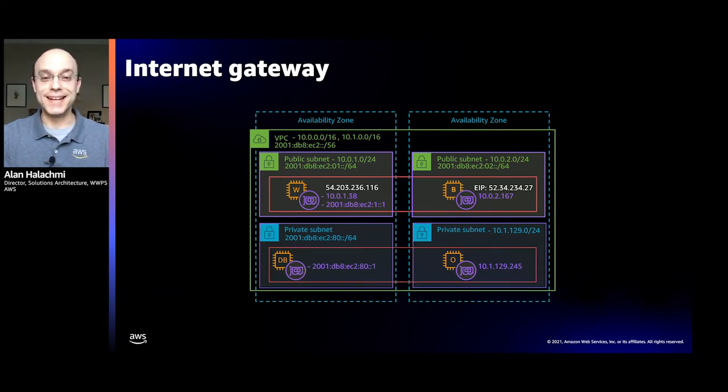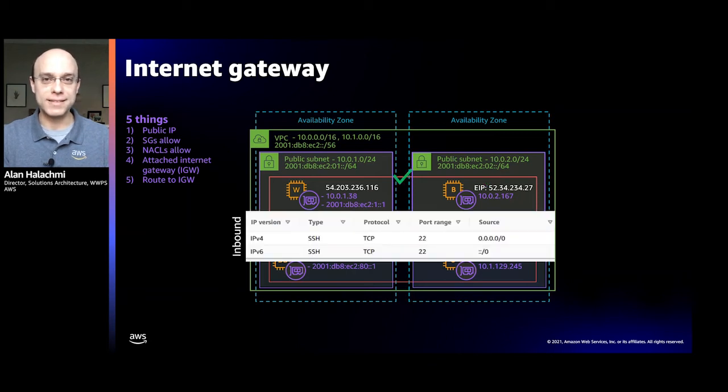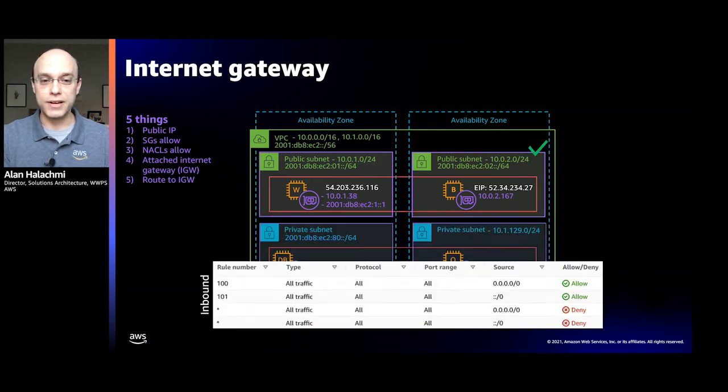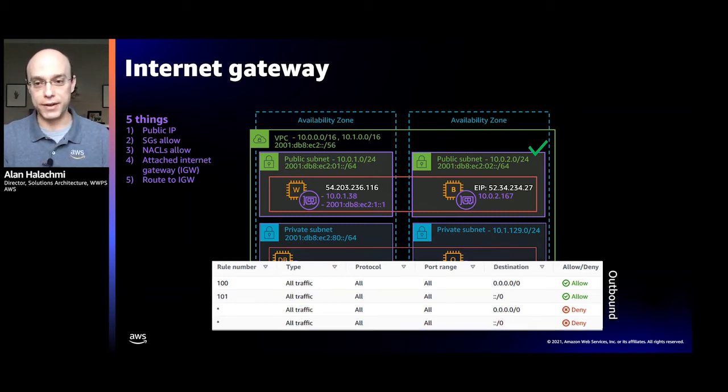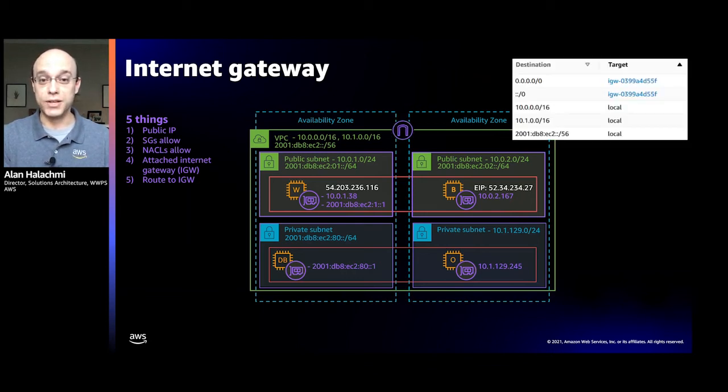For traffic from the internet to access resources in a VPC, 5 things must be true. First, the target resource must have a public IP address. We have that. Second, the security group must allow the traffic to the instance network interface. We did that earlier. Third, the network access control lists must allow the traffic. We're using the defaults, so all traffic is permitted in and outbound. Fourth, we need an internet gateway. Well, we don't have one, so we'll create one. And fifth, we need a route for our subnets that passes the traffic to the internet gateway.